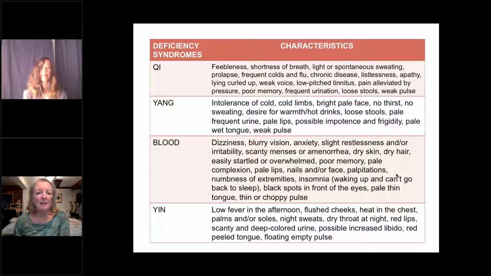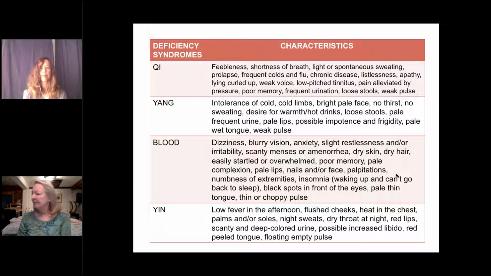Yang, you could have paleness also, but you don't have dizziness or blurry vision. Instead, you have coldness. See how those are different? A yang deficient person tends to be cold at night and wake up more at the 5 to 7 a.m. time and can't go back to sleep.